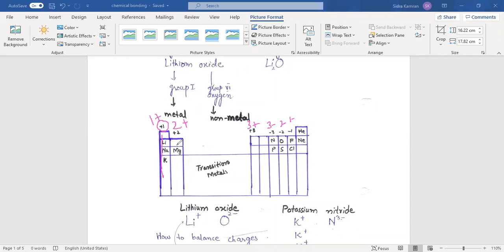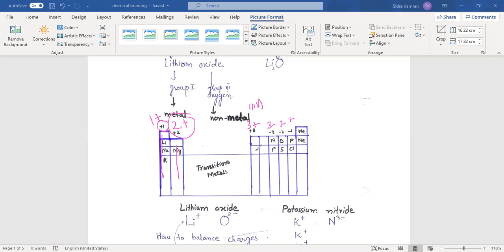Second group elements have 2 electrons in their outermost shell, as we know. So they lose 2 electrons and carry a +2 charge. Elements of group 3A, aluminium comes in this group.